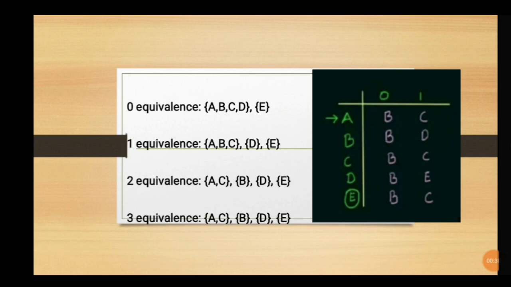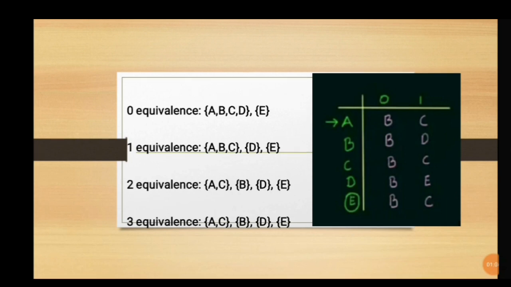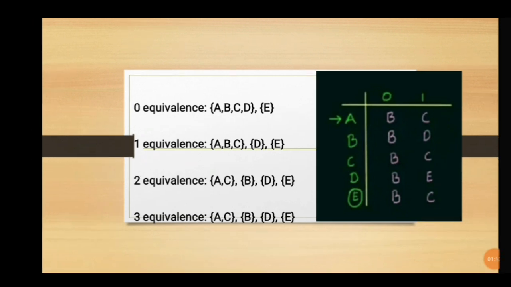Compare states A and B. A input 0 goes to B, and B input 0 goes to B itself, so they are in the same set. A input 1 goes to C, and B input 1 goes to D. Based on the 0 equivalence, they are in the same set. Next, compare A and C. A input 0 goes to B, and C input 0 goes to B, so they are in the same set. A input 1 goes to C, and C input 1 goes to C itself, they are in the same set, and so on.